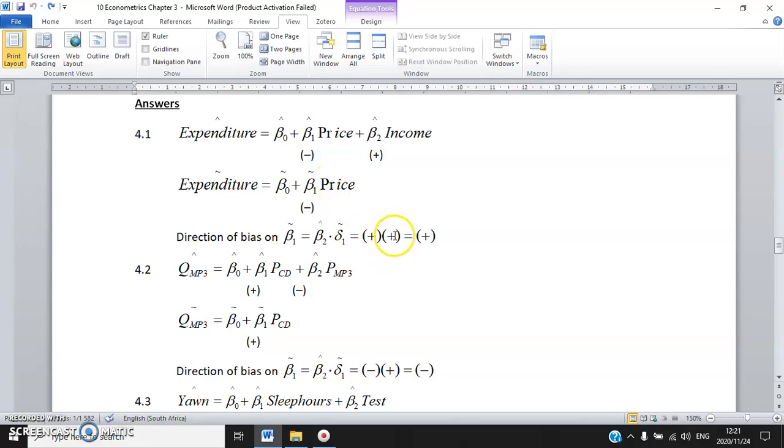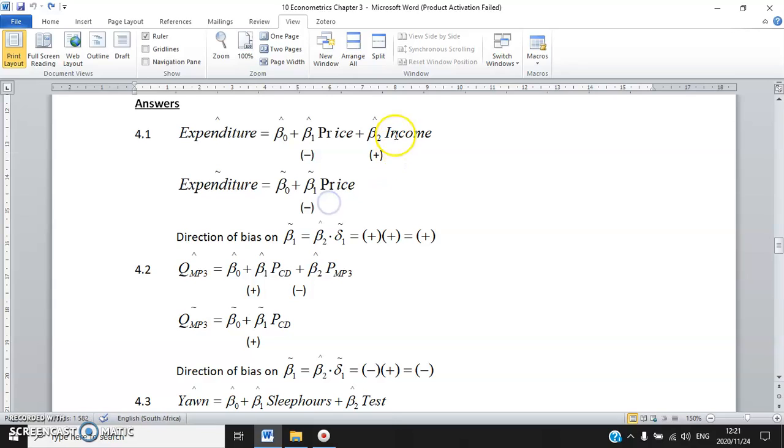So it is a positive relationship. And then positive times positive gives you a positive answer, which means upward bias. It means that by excluding income, there will be an upward bias on this slope parameter. An example would be, maybe in the first regression, the slope parameter B1 hat would be 4.